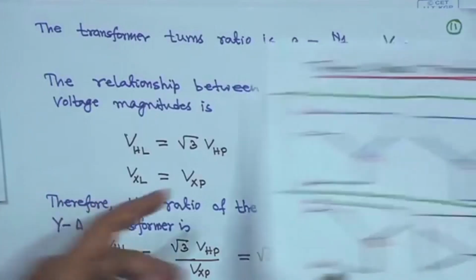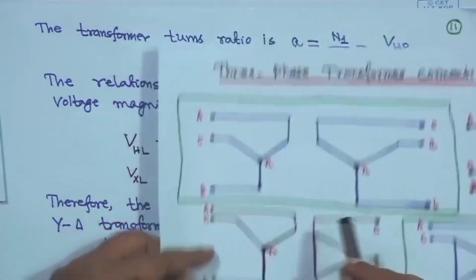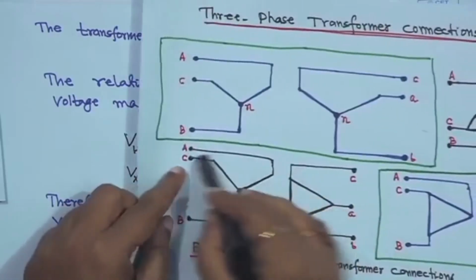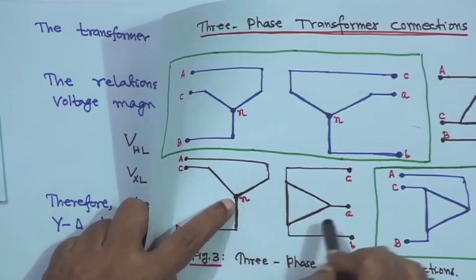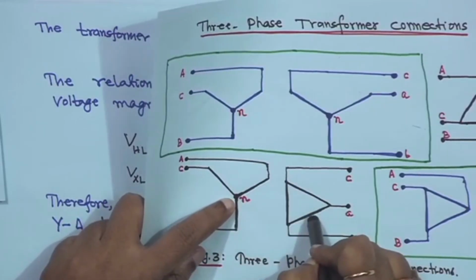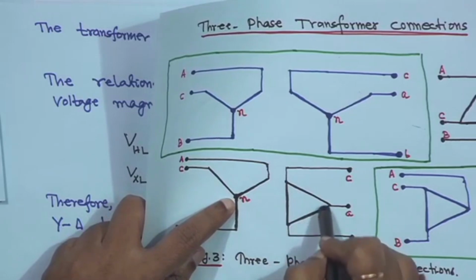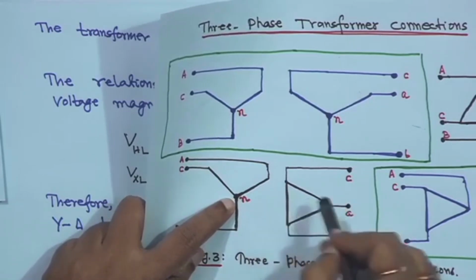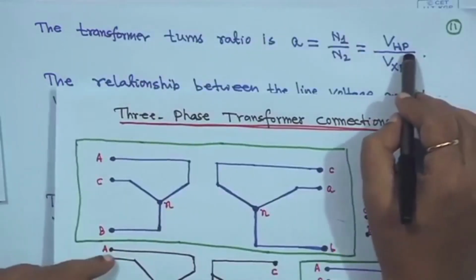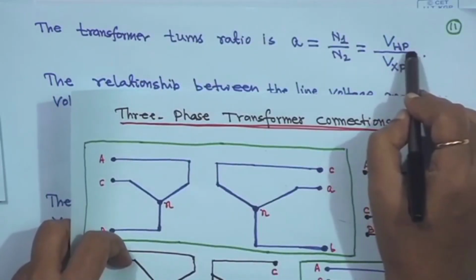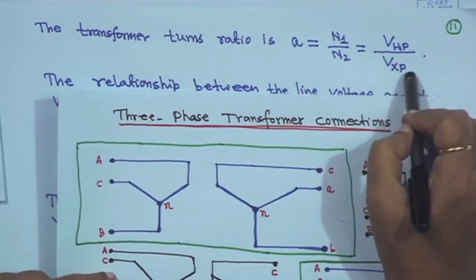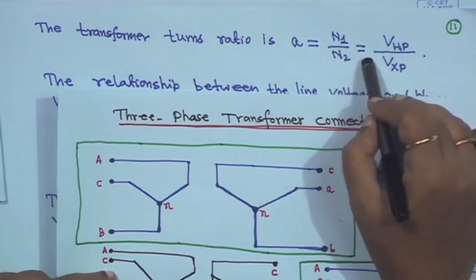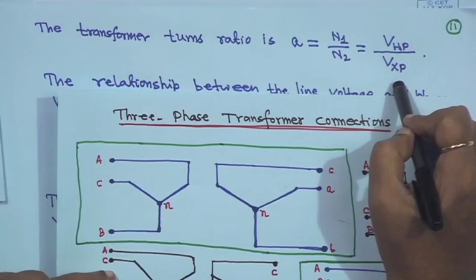So this a equals the high voltage side phase voltage, which for any phase will be VAN. On the low voltage delta side, line and phase voltage are the same, so it will be either VAB, VBC or VCA. So instead of writing this, we write the high voltage side phase voltage, meaning A to N, B to N or C to N, and the low voltage side phase voltage, which will be VAB, VBC or VCA. That ratio is N1 upon N2, that is, VHP upon VXP. I hope you have understood this.